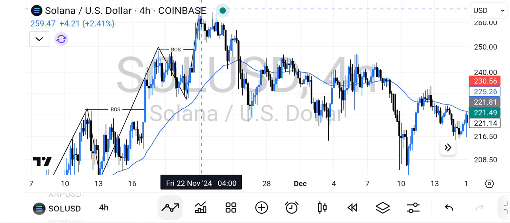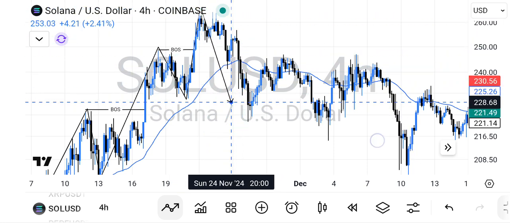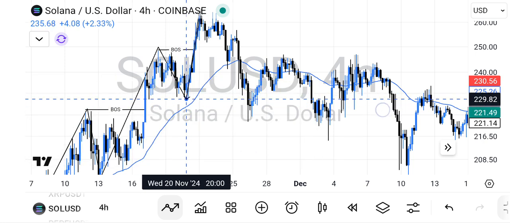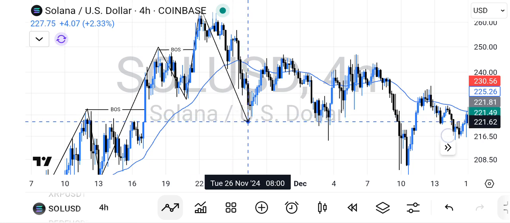Now, that being our last higher low, to have a market shift or a change of character, as I said, the price has to break past this level. This last higher low that we have here, the price has to break past through it, indicating that the trend is about to change from uptrend to a downtrend.